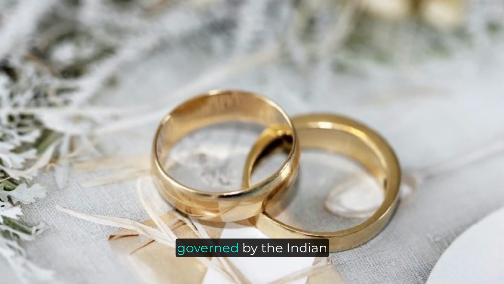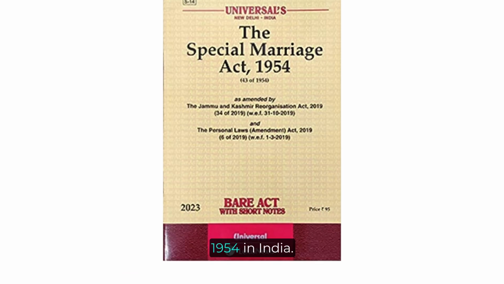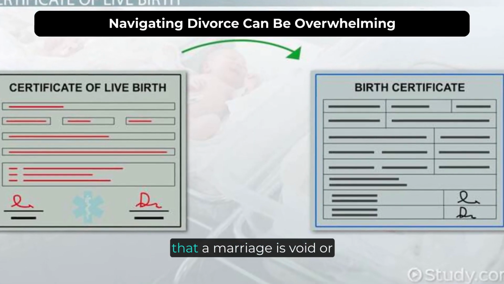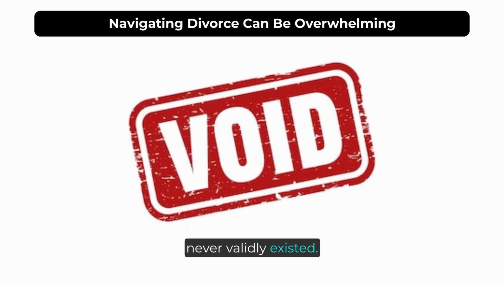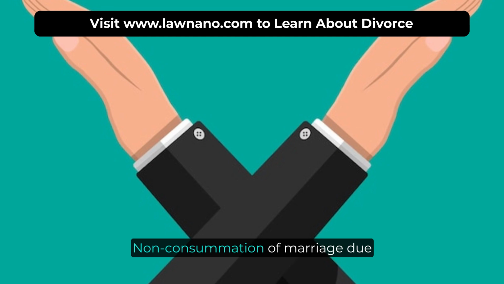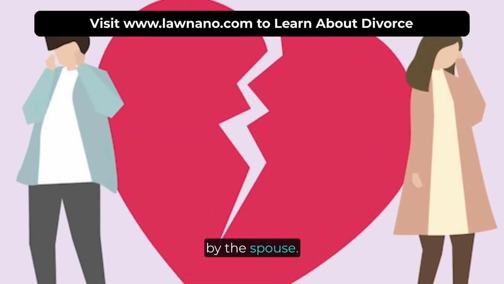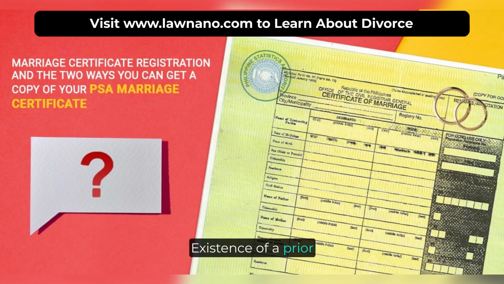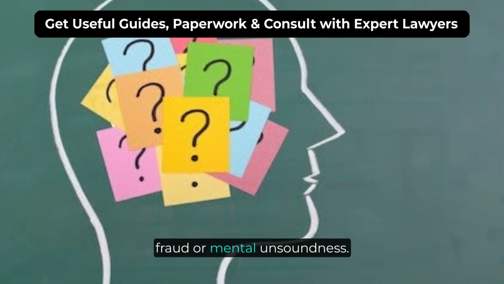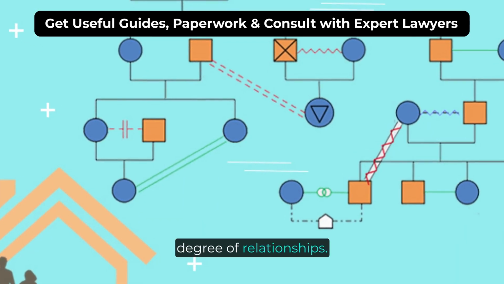Annulment of marriage is governed by the Indian Divorce Act, 1869 and the Special Marriage Act, 1954 in India. An annulment legally declares that a marriage is void or never validly existed. The common grounds for annulment in India include non-consummation of marriage due to impotency or willful refusal by the spouse, existence of a prior existing marriage, consent obtained by force, fraud or mental unsoundness, and marriage within prohibited degrees of relationship.